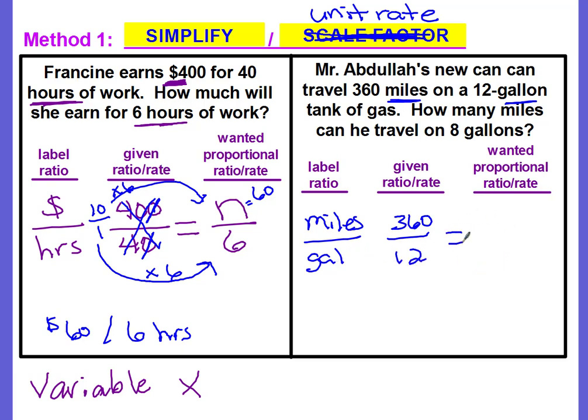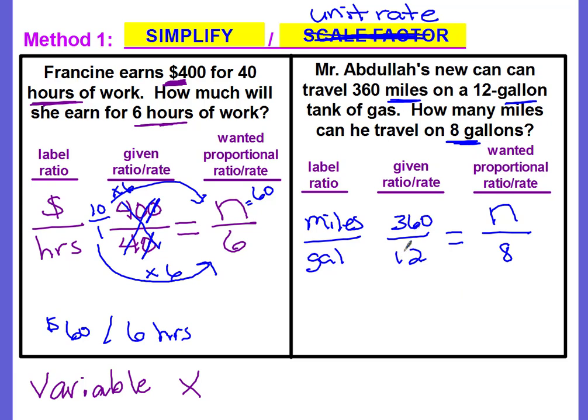And we're going to make this equal because we want to keep it proportional to our new rate. And on our new rate, we need 8 gallons of gas. The gallons goes on the bottom. So the unknown is the number of miles. That's going to be our variable n.